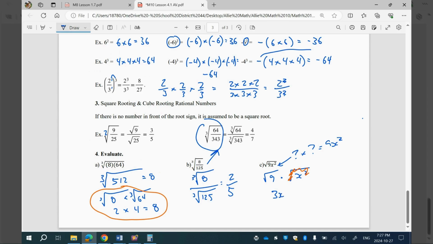You might recall from polynomials that if you did 3x times 3x, you multiply the numbers and multiply the variables. So you end up with 3 times 3 is 9, and an x times an x is an x squared.